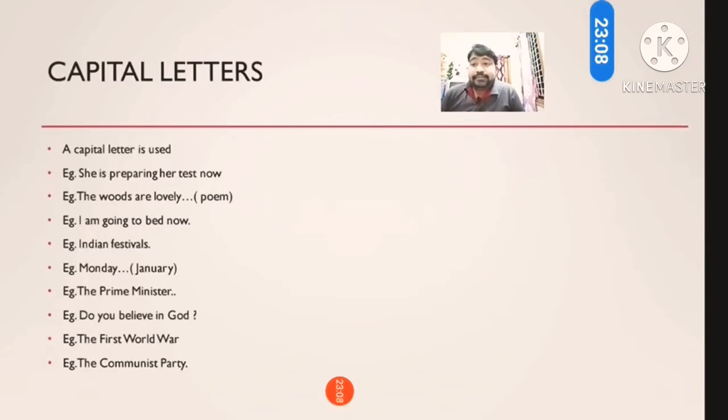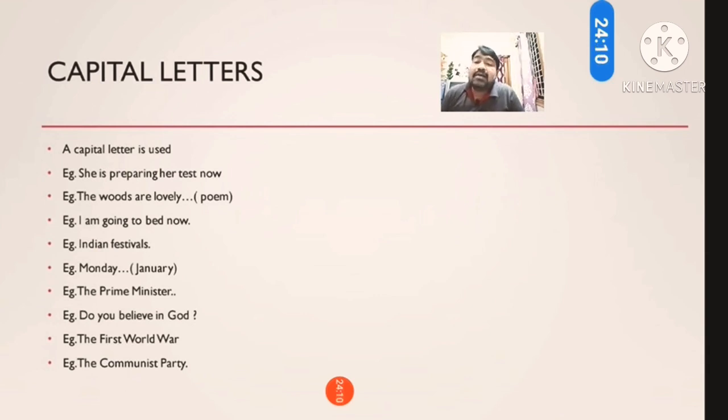Now see capital letters. It is a basic thing that everybody knows. Let us see the example. She is preparing her test now. Where is the capital? At the opening of the sentence. One more example: The woods are lovely. Where is the capital? At the beginning. Example: I am going to bed now. Where is the capital? Beginning. And we can also use capital letters at the first for the festivals: Diwali, Dasara, Christmas, Eid ul Fitr, and so on.